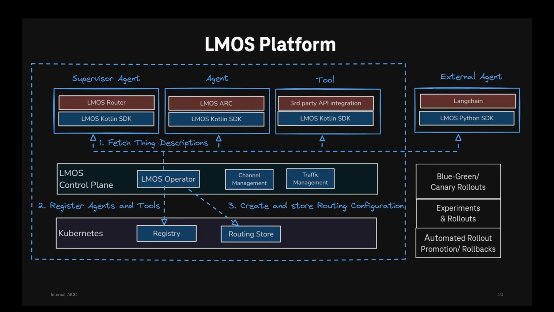And it's also our goal that we can even include external agents which are not running in our own Kubernetes environment. We can fetch the thing description from agents running anywhere, but still maintain them and include them into our agent groups. And hopefully soon we have an LMOS Python SDK where you can even develop agents in Python and LangChain.